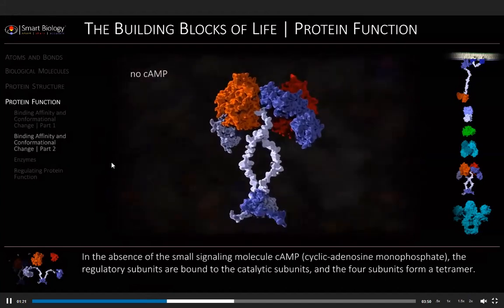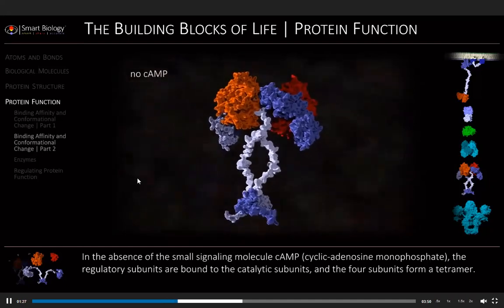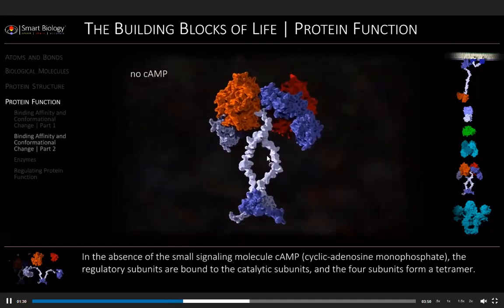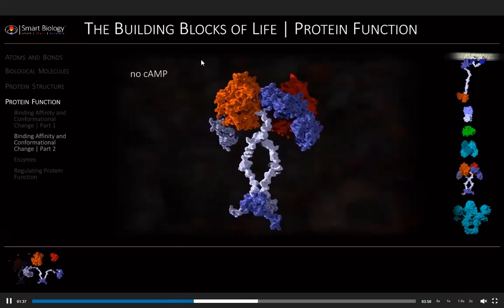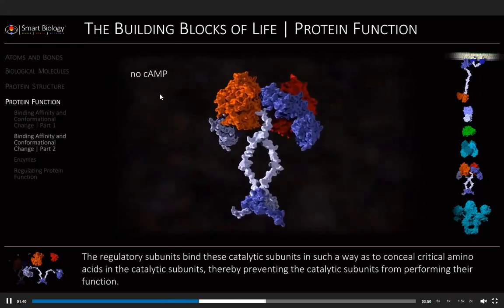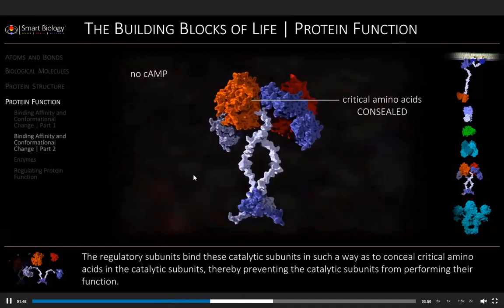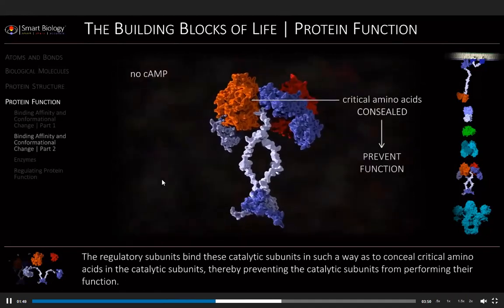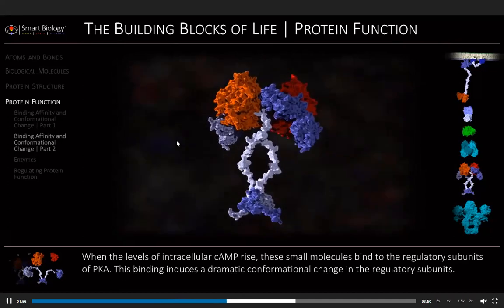In the absence of cyclic AMP, the regulatory subunits hide the catalytic subunits, and this prevents protein kinase A from its activity. It's an inactive enzyme at the moment in the absence of cyclic AMP. So it conceals the critical amino acids at the catalytic subunit, preventing the protein from carrying out its functions. So this spelling is wrong. The critical amino acids are concealed here.